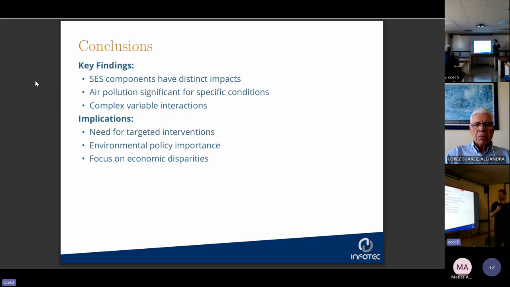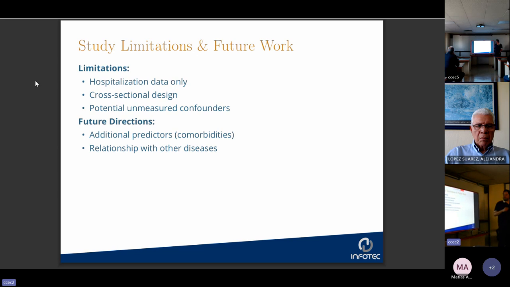Air pollution is significant for a specific condition, and there is a complex variable interaction between them. The implication is that we need targeted interventions, considering both of these factors, environmental policy improvements, and also a focus on economic disparities. What are the limitations?